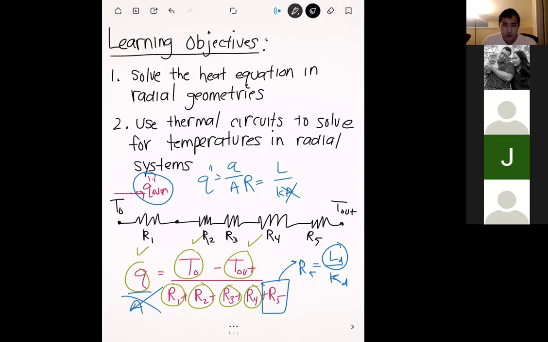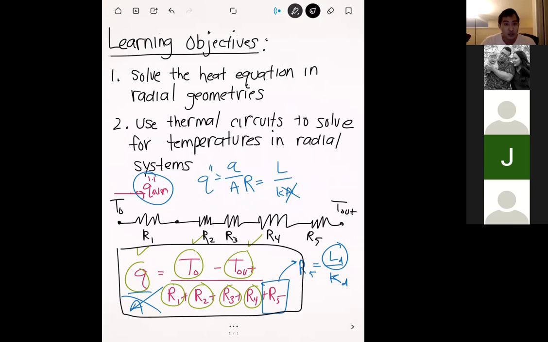A couple people asked before the lecture about problem 3B in the homework, so this is the setup for it. After you draw the circuit, you write down this formula at the bottom right: the heat transfer rate is equal to the difference in temperatures divided by the sum of all the resistances. With all the numbers I gave you, you can plug in for everything here except for the very last resistance.